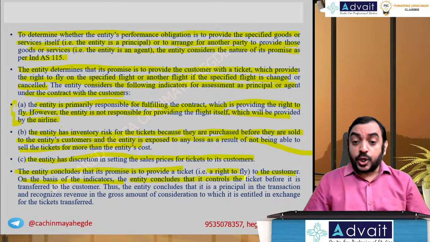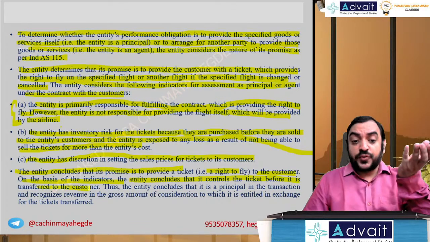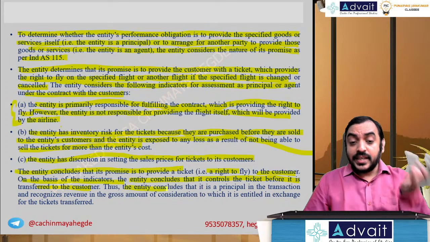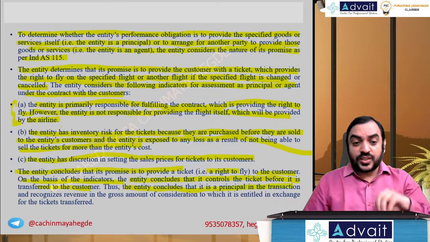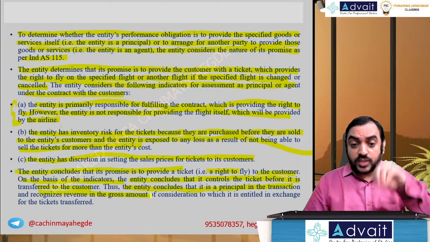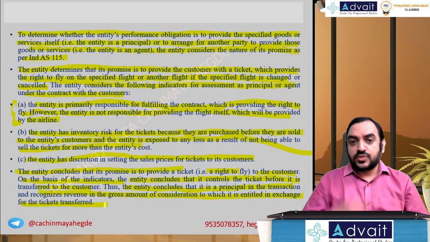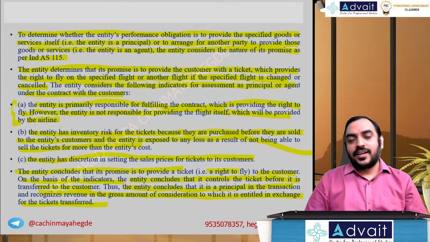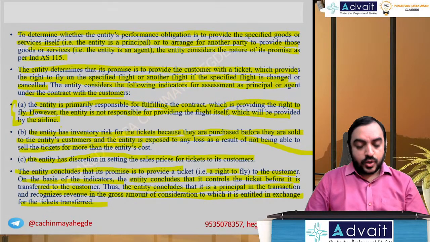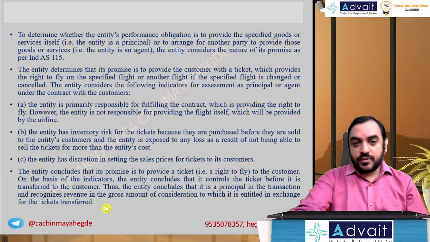The entity concludes it controls the ticket before it is transferred to the customer. Thus, the entity concludes it's a principal in the transaction and recognizes the revenue in the gross amount of consideration to which it is entitled in exchange for the tickets transferred. So, sales value will be whatever the amount collected fully and not just the commission amount. Okay. Anyway, I explained also. We have read also. Let's move on.